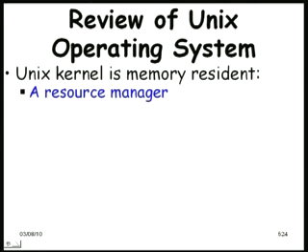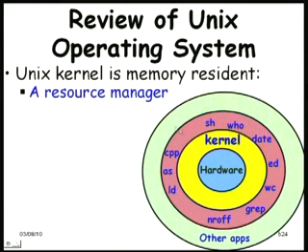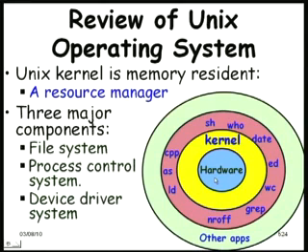We know that any kernel, when we talk of an operating system kernel, is the memory resident portion of the operating system. The kernel is memory resident, and it is basically the manager of the resources, the hardware resources, the data resources, and so on. In the operating system, there are three main components of the kernel: the file system, the process control system, and the device driver system, and the memory management, of course.